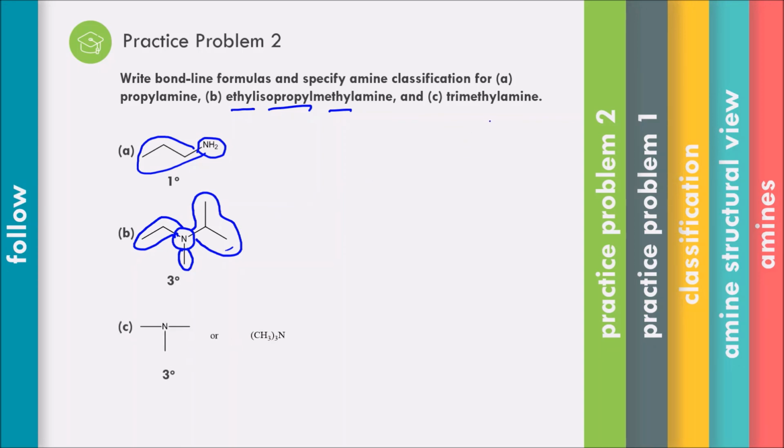Finally, trimethylamine. So this just means that, first of all, it's amine, and we got a methyl group, second methyl group, and third methyl group. Altogether, it makes it trimethylamine. So there are 3 methyl groups. Also notice we could write this in this kind of form. It just means nitrogen has 3 methyls connected to it.